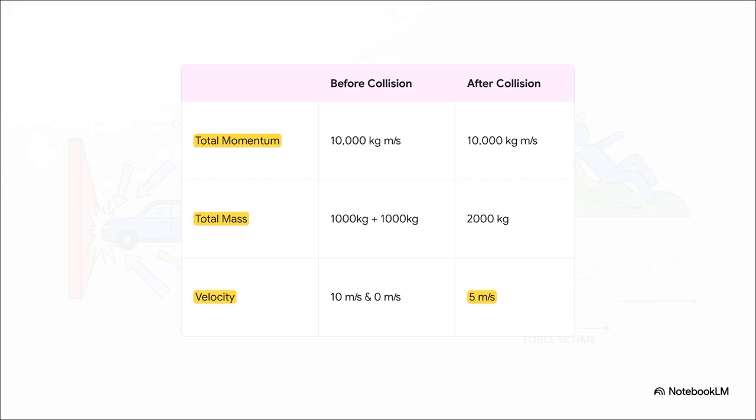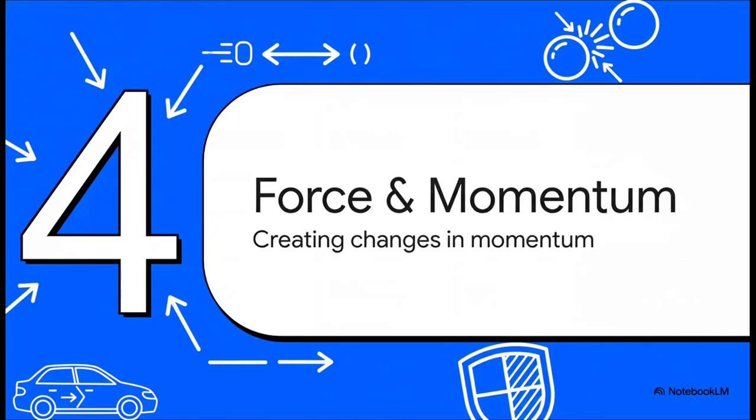To find the new velocity, we just rearrange our equation. Velocity is momentum divided by mass. So we do 10,000 divided by 2,000. And that gives us a final velocity of 5 meters per second. See? It works. So we've seen that in a collision, momentum is conserved.